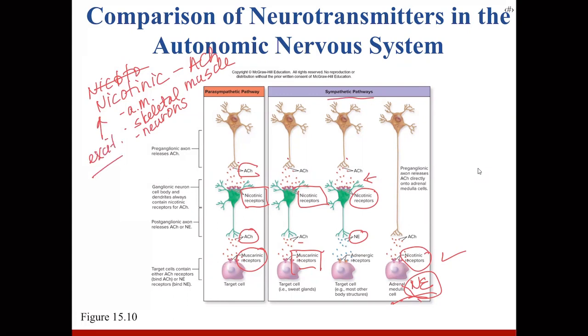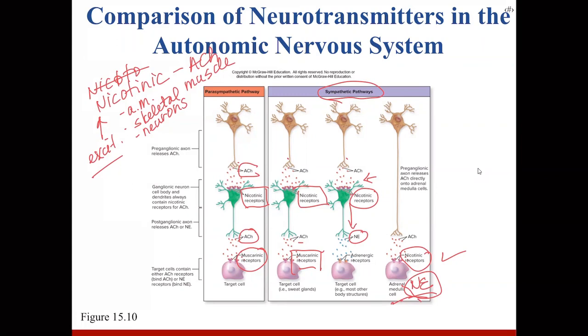So think about your sympathetic nervous system. It's like you're trying to turn things on. If it comes down and binds to this, it's going to send a signal, and the signal's going to go out. So we're trying to get things going.